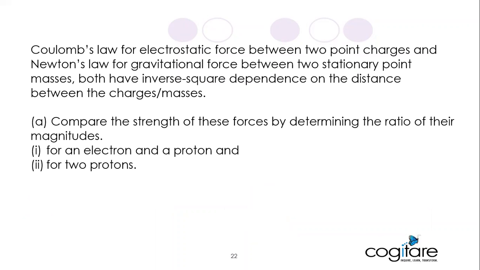This is your homework. Can you please, Neha, read this question? Coulomb's law for electrostatic force between 2 point charges and Newton's law for gravitational force between 2 stationary point masses both have inverse square dependence on the distance between the charges and masses. Compare the strength of these forces by determining the ratio of their magnitudes for an electron and a proton and for 2 protons. Tell me, what is it that you'll be doing?